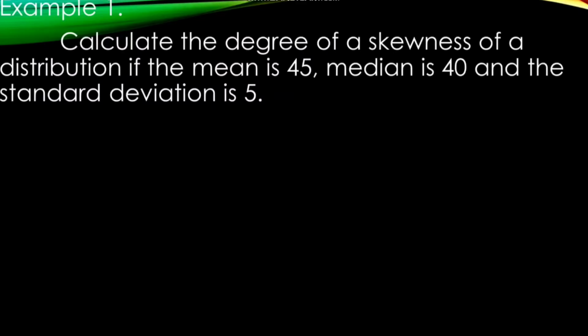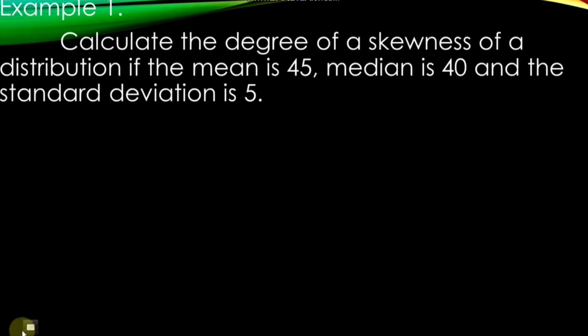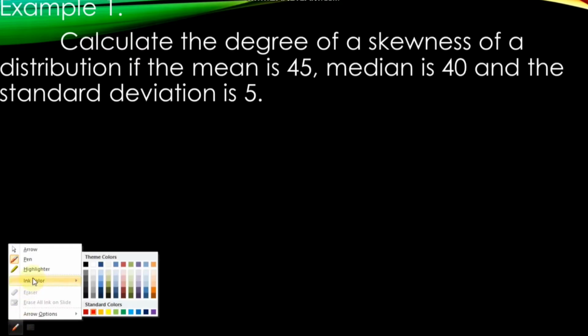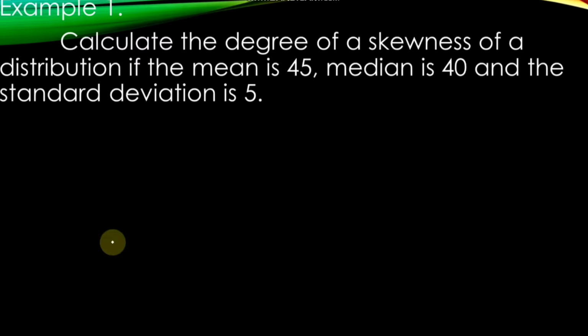So using the formula, wait, let me change the color to make it easier to identify. Okay, the formula is SK equals 3 times the mean subtract Md, or the median, over s, the standard deviation.